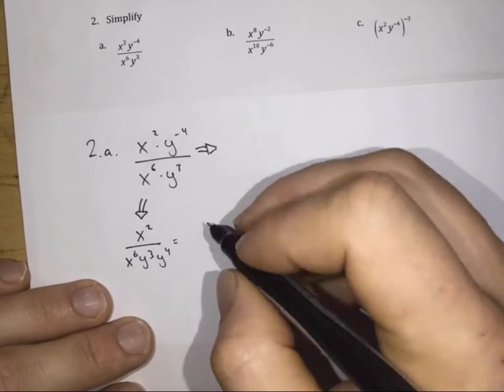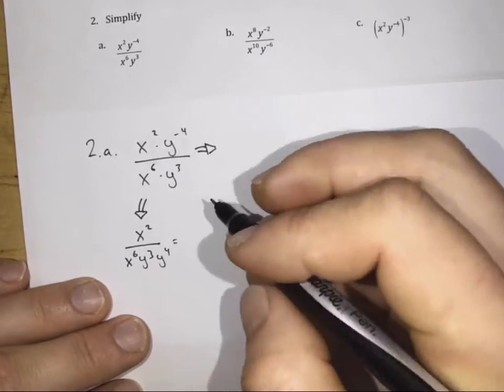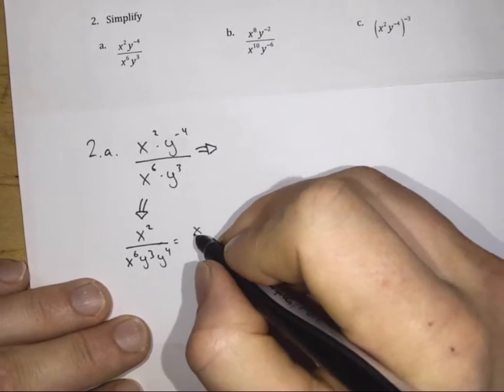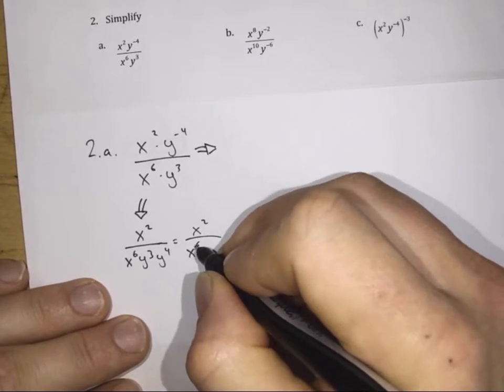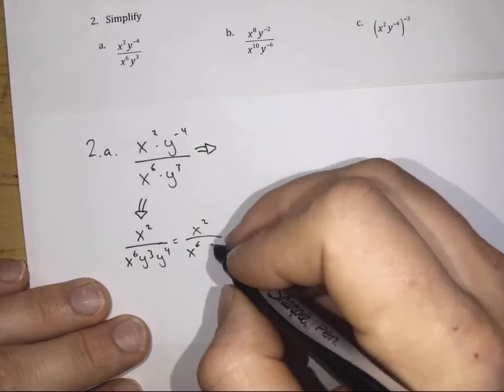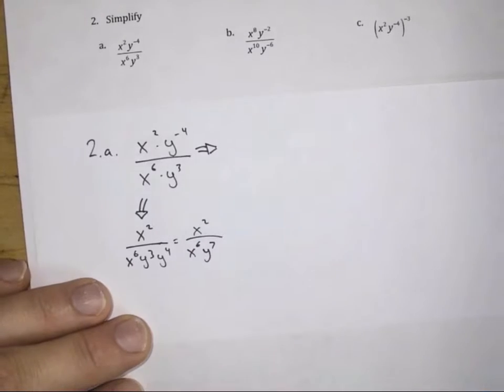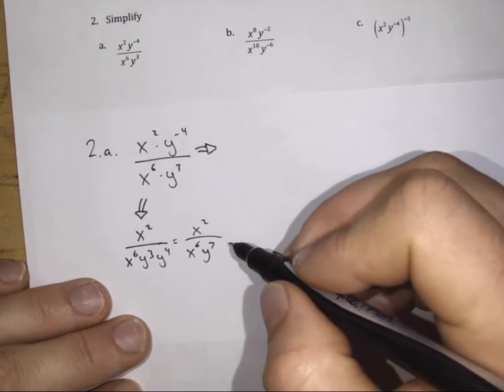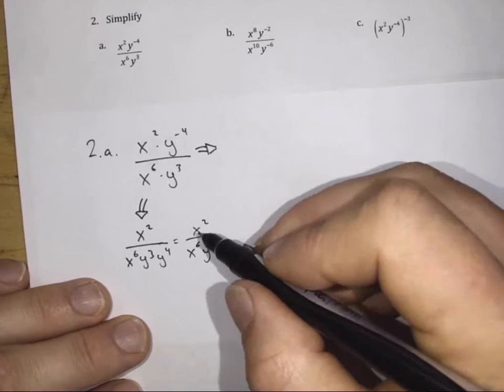Okay. And when we do that, we change its exponent to be a positive. And then we get x squared over x to the power of 6, and then we can add the exponents together for y, and we get y to the power of 7. Okay, and I can see where things are going here, but maybe I'll go the long route.